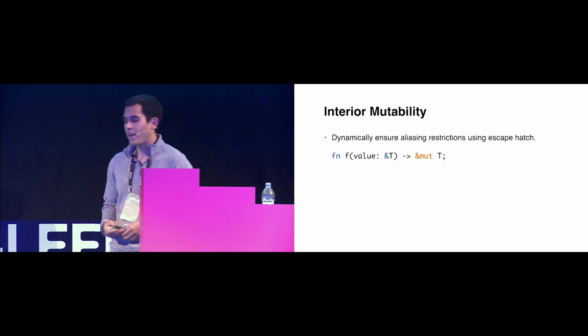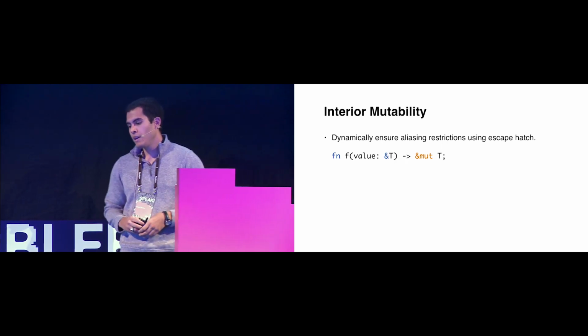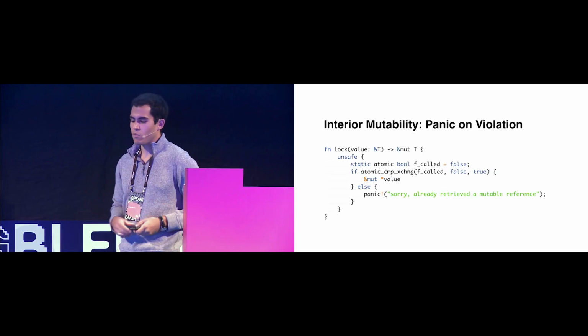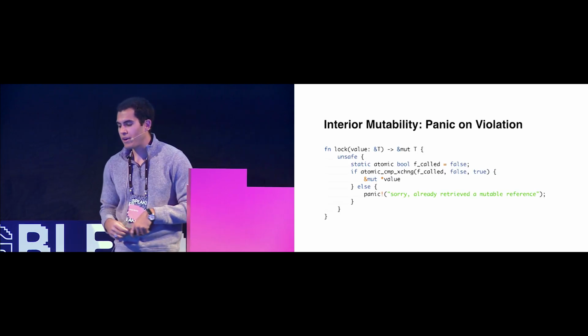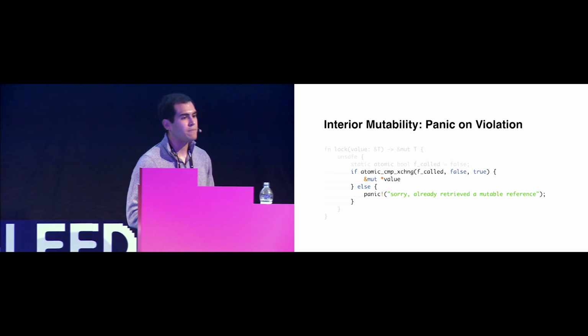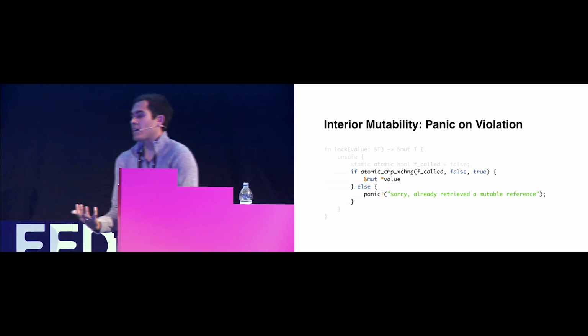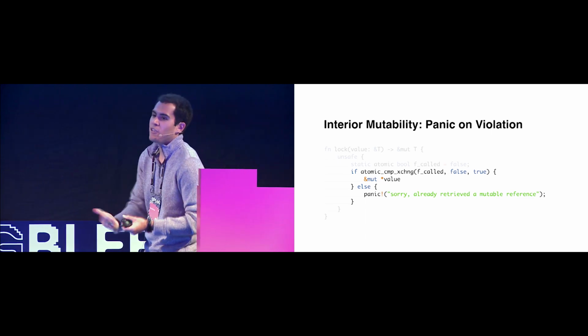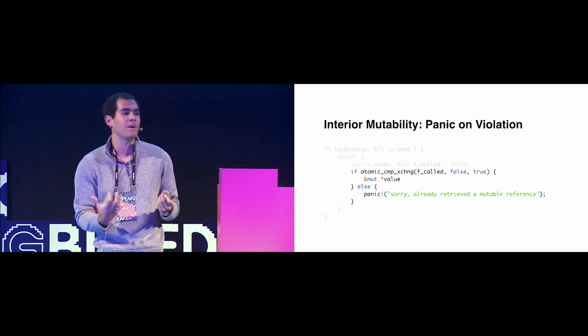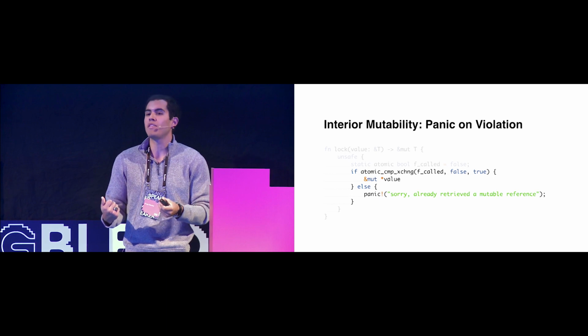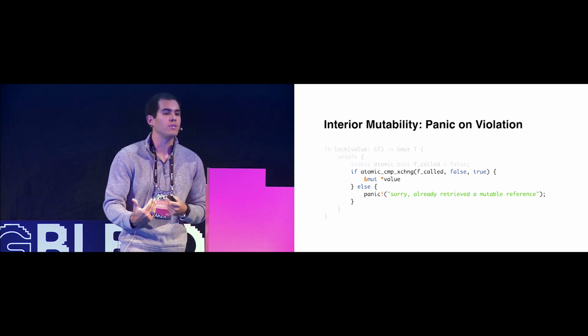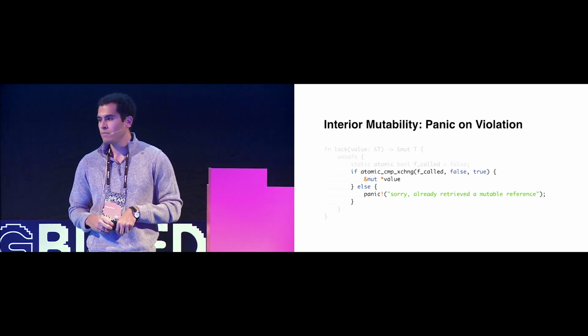Here's sort of the simplest way to write this interior mutability thing. Here is a function, and you don't have to worry about most of it. But the part that's important here is this atomic compare exchange thing. What we're going to do is dynamically check, using the hardware's idea of atomic operations, that exactly one thing is going to be able to get a mutable reference when this function is called.